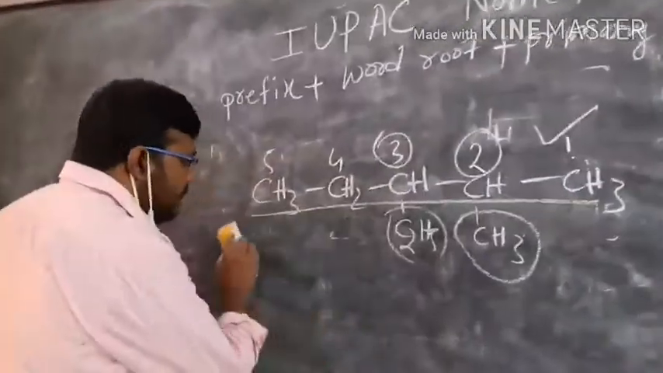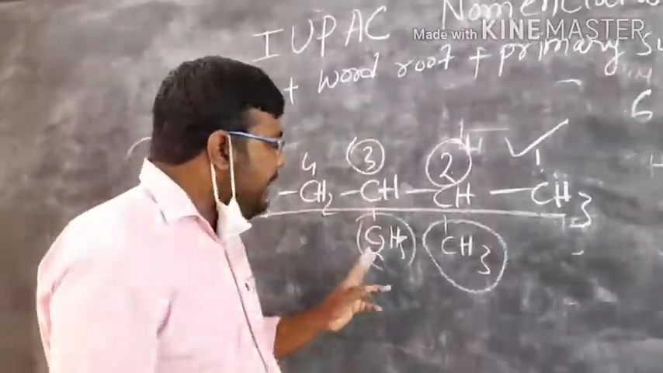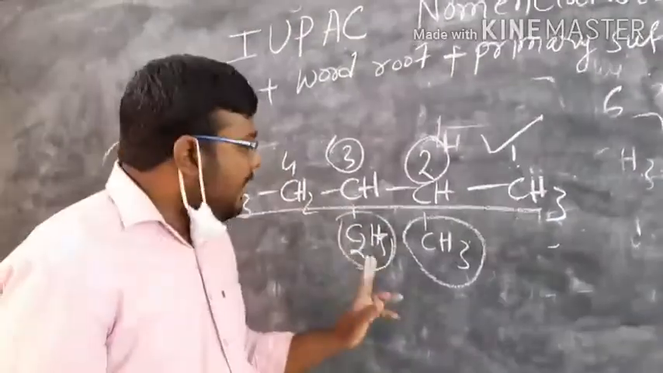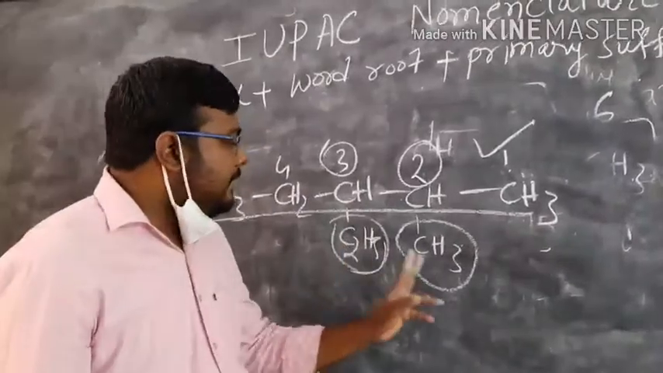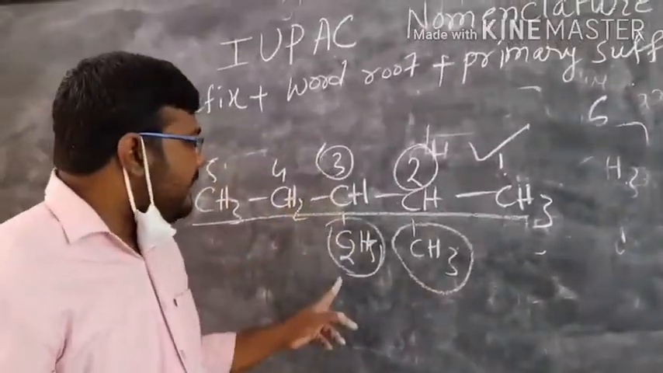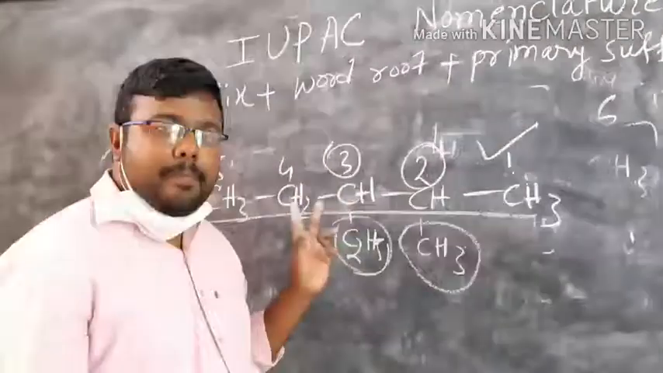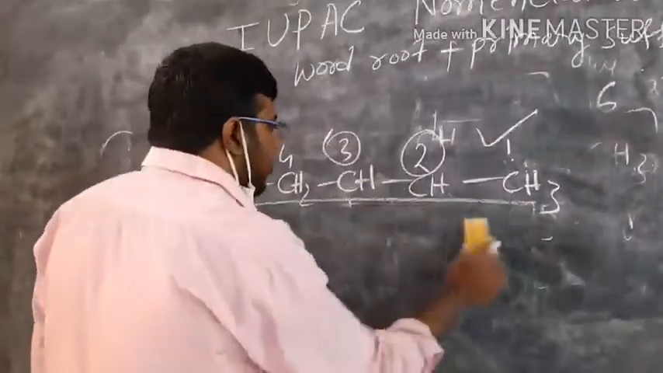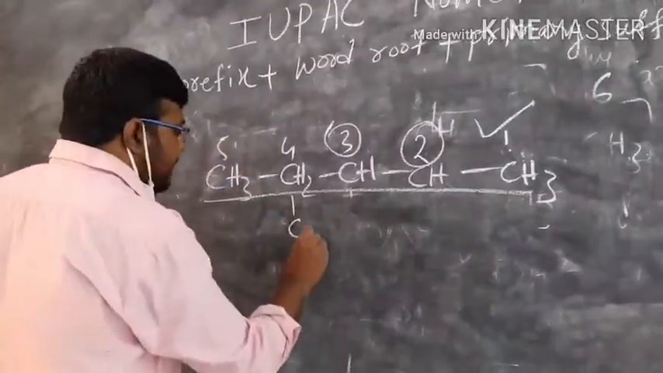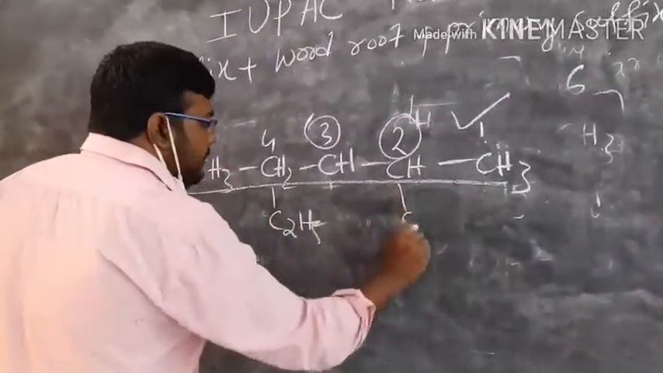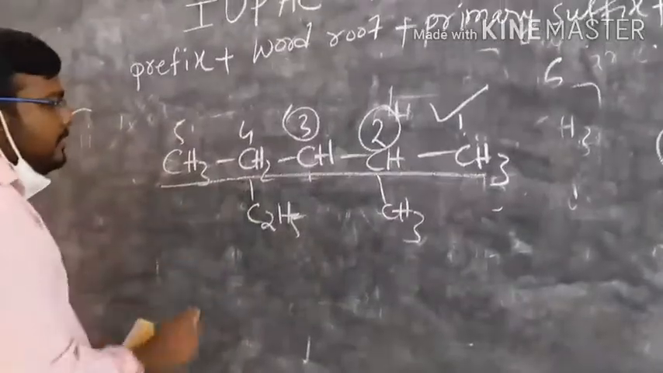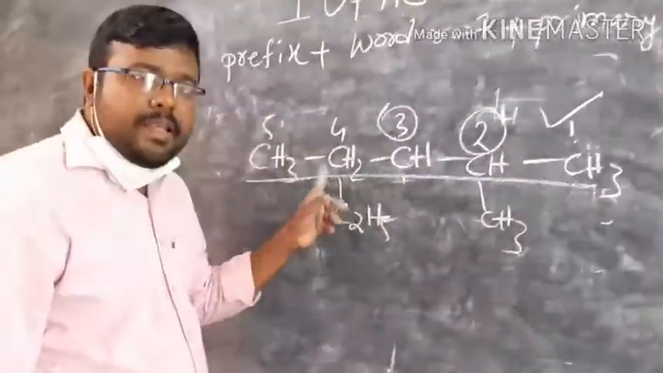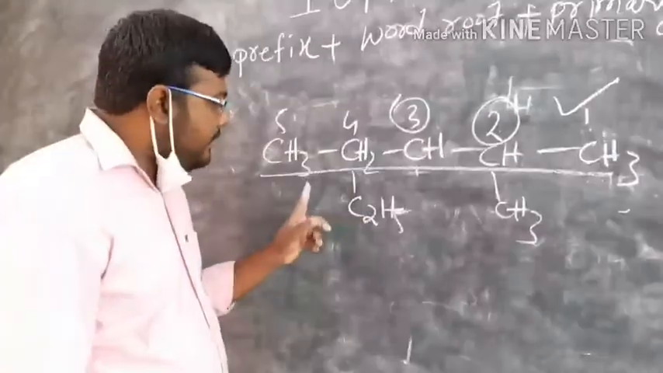But while we write the name, whichever comes alphabetically earlier will be placed first. Ethyl, alphabetically, is earlier than methyl. So along with its position, the ethyl will be written first, then the methyl. Now, if these two groups are present at equivalent positions, then in the numbering we have to follow the alphabetical order. Whichever substituent comes alphabetically earlier will be given the lowest locant.